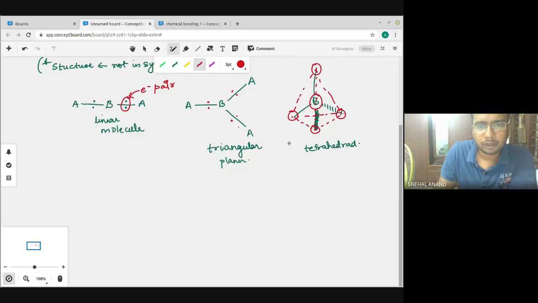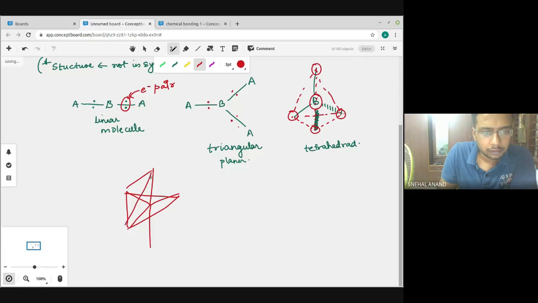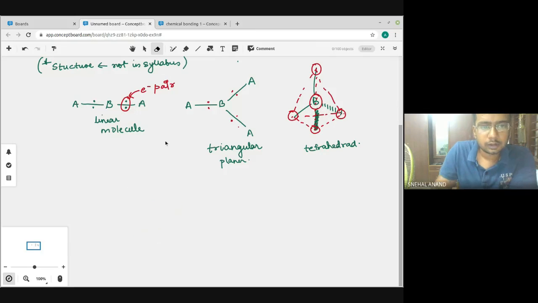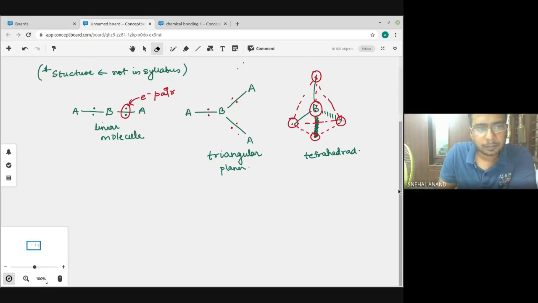Similarly, if you have more than that, though not required in our syllabus, if you have five of them, then three of them will be in one plane, one will be above and one will be below. So three in one plane, one above and one below. You will hardly see such molecules, so we are erasing them for now. So I'm just trying to explain for 1, 2, 3 and 4 electron pairs about a central atom. Fine.